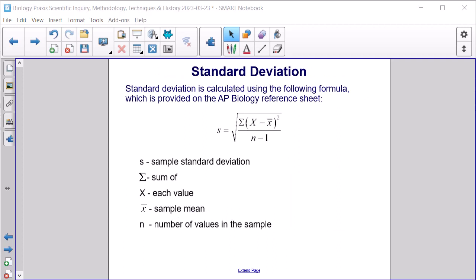Standard deviation. Standard deviation is calculated using the following formula, which is provided on the AP Biology reference sheet, where the standard deviation is the square root of the sum of all of the values minus the mean, squared, over the number of values minus 1.